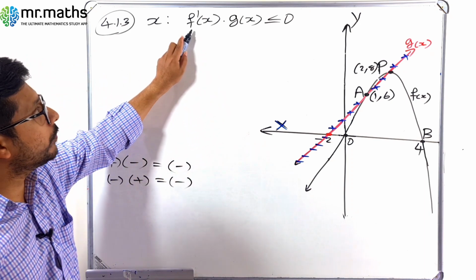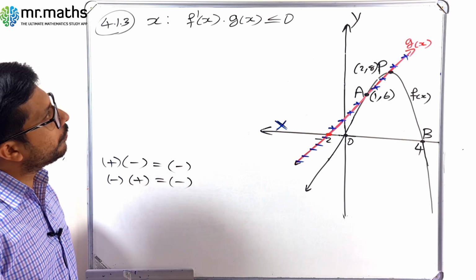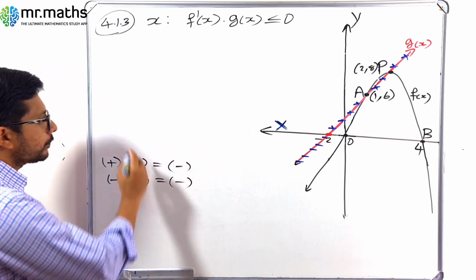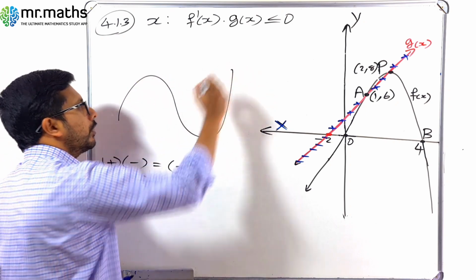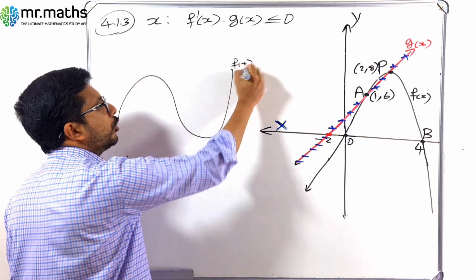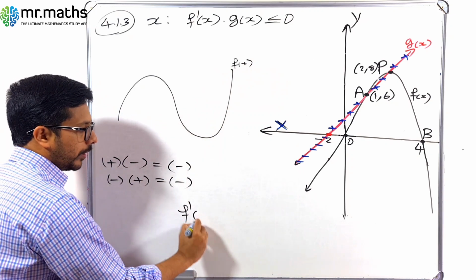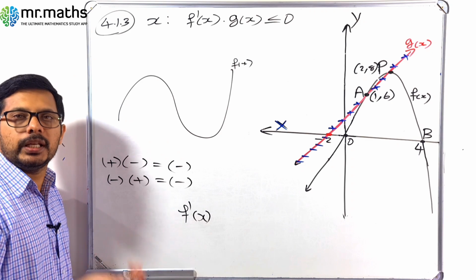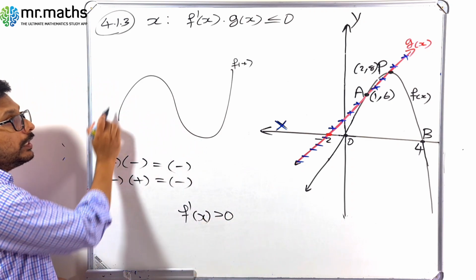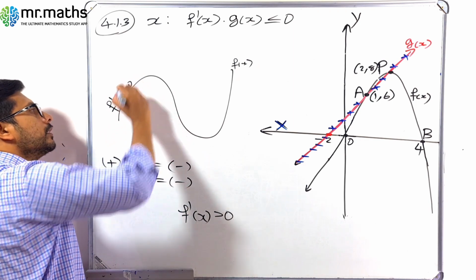Now look at this f dash of x, that is also important. Okay, so f dash of x, in the calculus section you studied, assume that this is f of x, a cubic graph. So when can you say that f dash of x, or the first derivative, is greater than 0? When the graph is increasing. Here you can see that the graph is increasing.